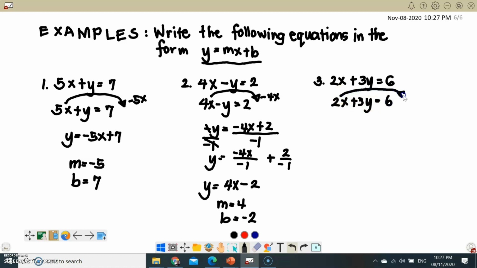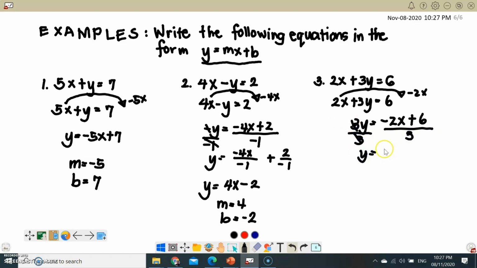Transpose 2x to the other side of the equation, so it becomes negative 2x. 3y is equal to negative 2x plus 6. So to remove 3 here, we need to divide both sides of the equation by the numerical coefficient of y, which is 3. So cancel 3 and 3.